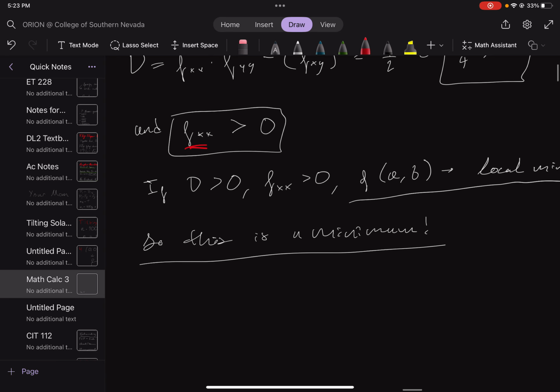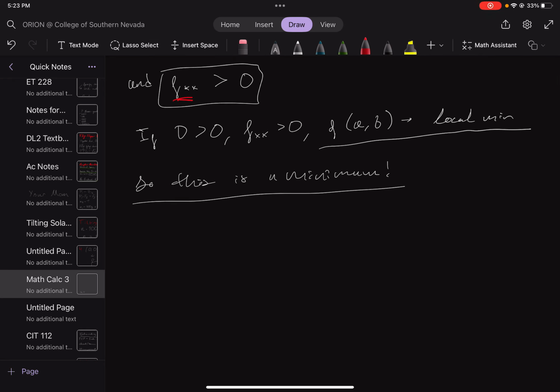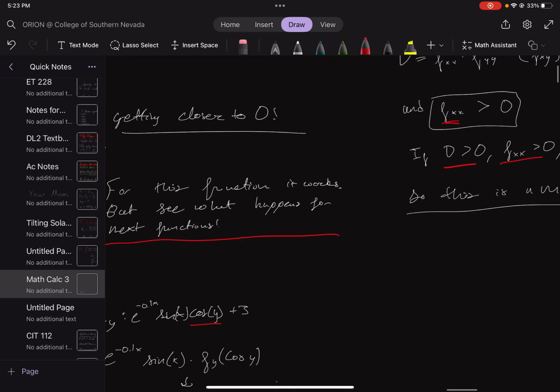I remember reading a segment online that discussed the rules of each, and when I was doing my math homework, some of the videos discussed those rules, so I was able to look them up. What I found was if the determinant is greater than 0 and f sub x x is greater than 0, then the point (a, b), f of (a, b), is a local minimum. So we know for a fact that this is a minimum.